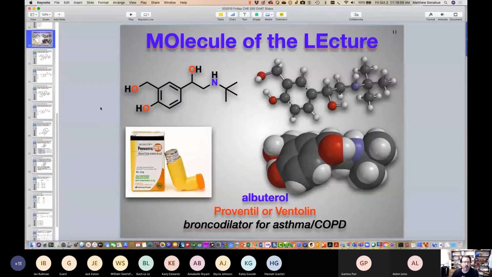So here is another molecule, albuterol, and this one's nice because we have some different functional groups. Here's the bond line representation. This is a ball and stick. This is the space filling. This is sold as Proventil or Ventolin. So here's what is typical in a delivery system called an inhaler. And albuterol is a bronchodilator for asthma or chronic obstructive pulmonary disorder.